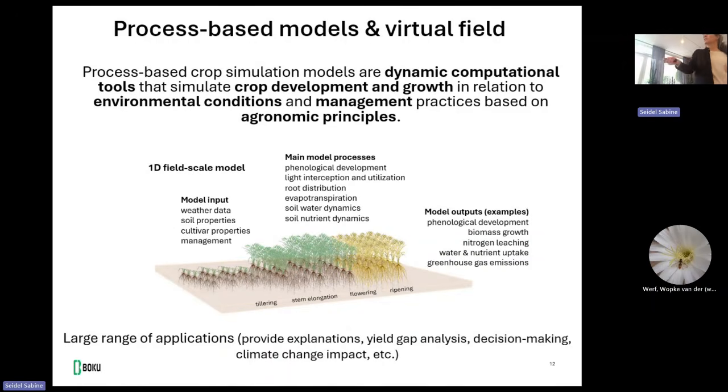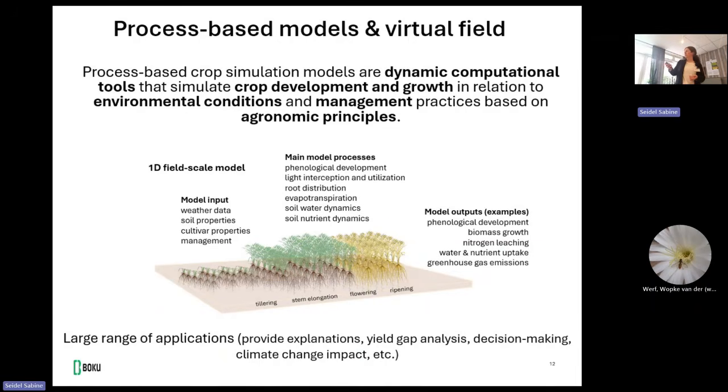And what you need for such a model is model input, which is weather data of a specific site. You need soil properties of the specific site. You need cultivar properties for the specific crop and cultivar, and you need the information on the management. So the model is always representing a virtual field.